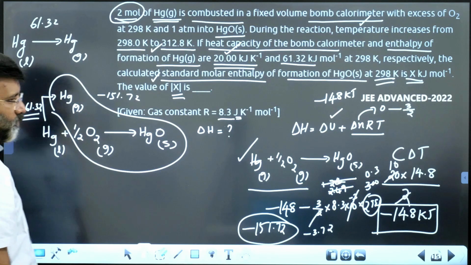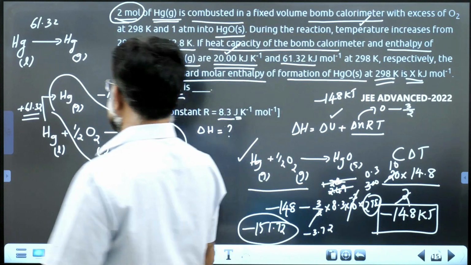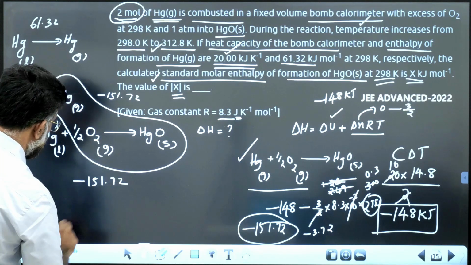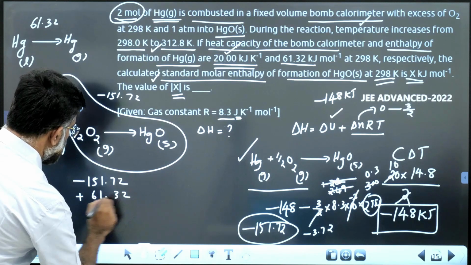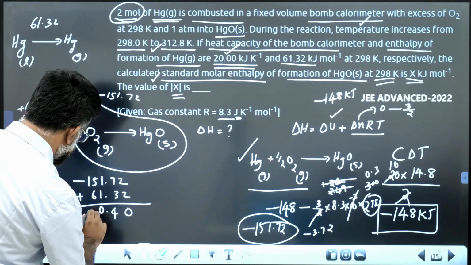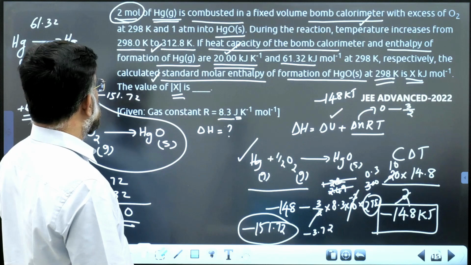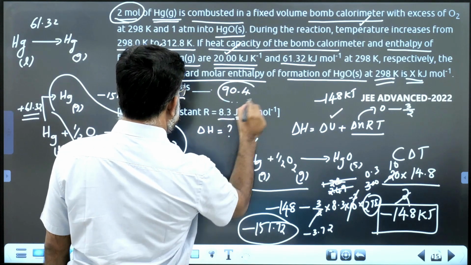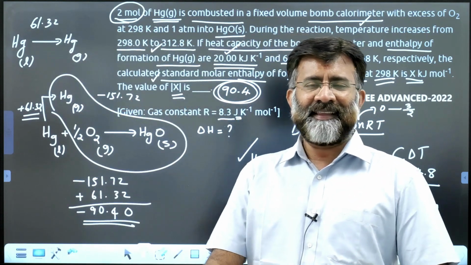I don't have to tell you, enthalpy of vaporization is an endothermic process, so it will be plus. So what is the net figure? The net figure will be minus 151.72 and plus 61.32. What is the answer? It is minus 90.4. Minus 90.4, and we want the modulus. It is 90.4. That is the final answer. I hope it is clear.